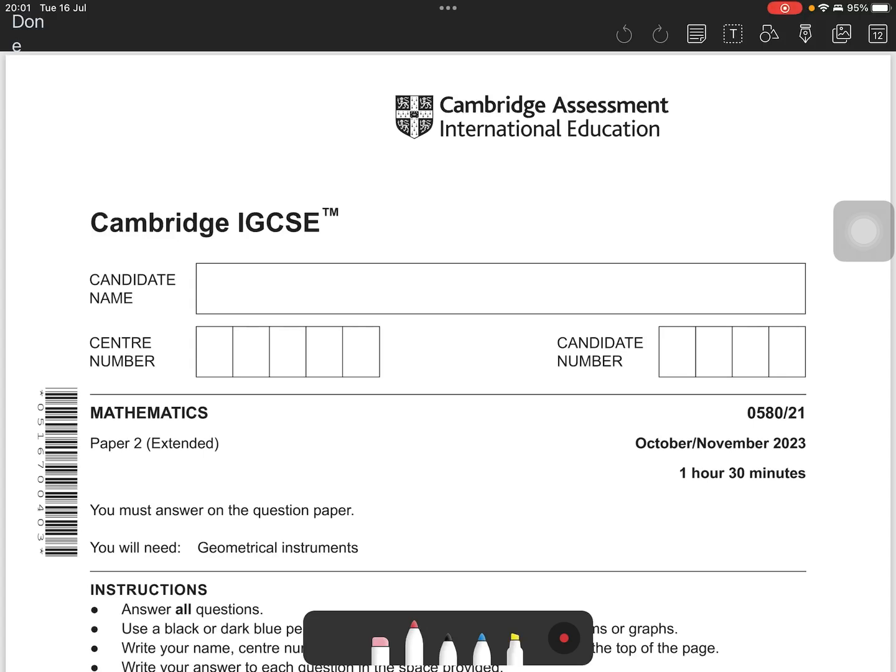Hi everyone, today I will solve the questions in the past paper IGCSE Mathematics 0580 in October-November 2023, and this is the question paper 21.